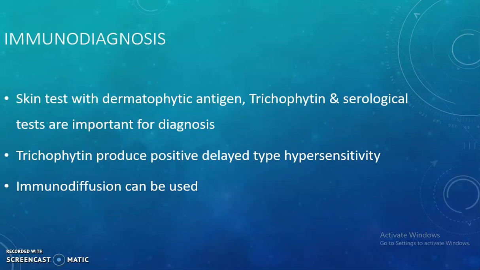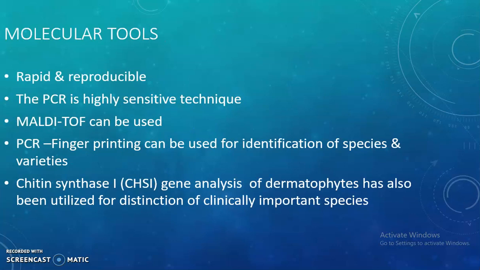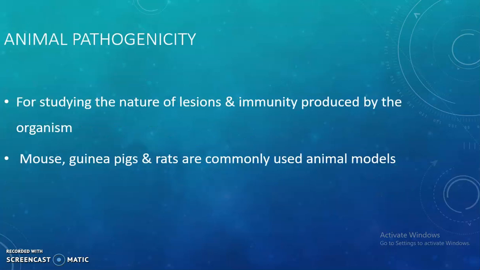Next is immunodiagnosis. Skin test with dermatophytic antigen, that is Trichophyton, and serological tests are important for diagnosis. Trichophyton produces positive delayed type hypersensitivity, that is a positive reaction. Then immunodiffusion can also be used. Molecular tools are employed because they are rapid and reproducible. PCR is a highly sensitive technique. Multiplex PCR can be used. PCR fingerprinting can also be used for identification of species and varieties. Chitin synthase 1 gene analysis of dermatophytes can be utilized for distinction of clinically important species.